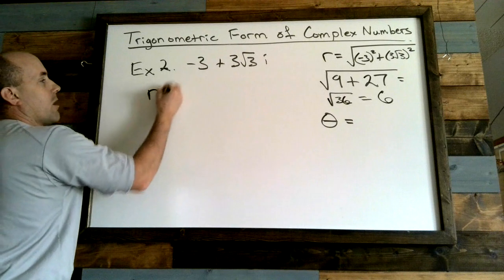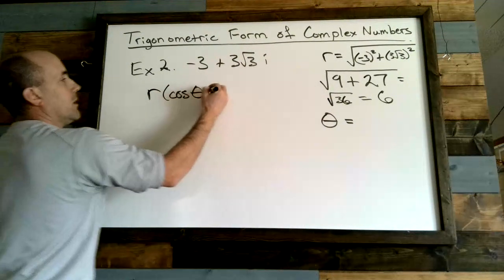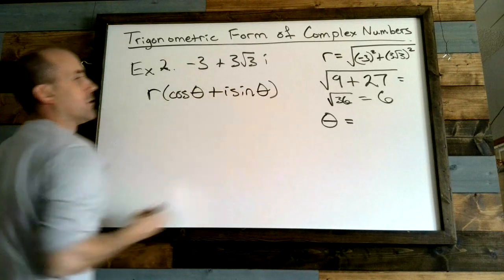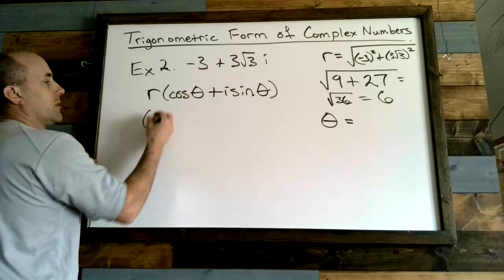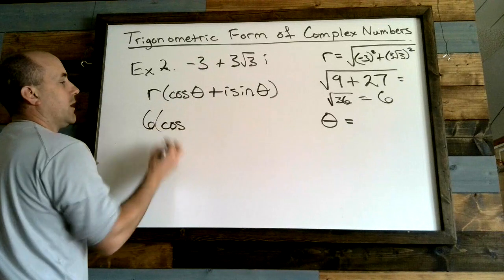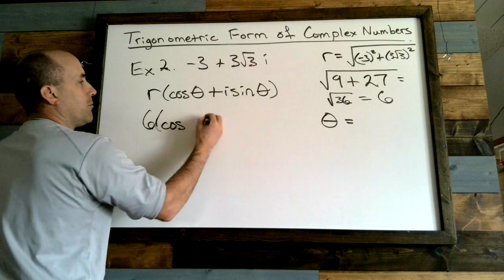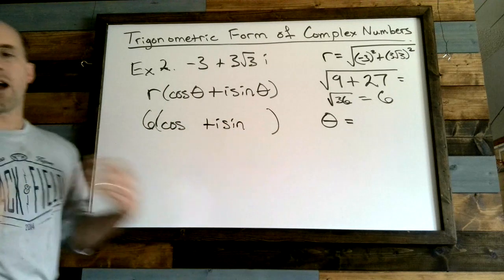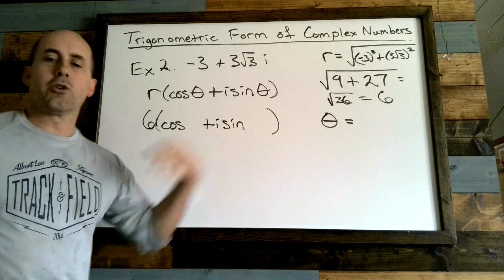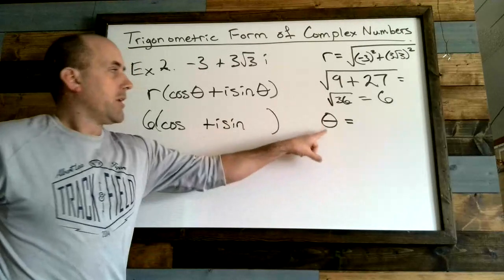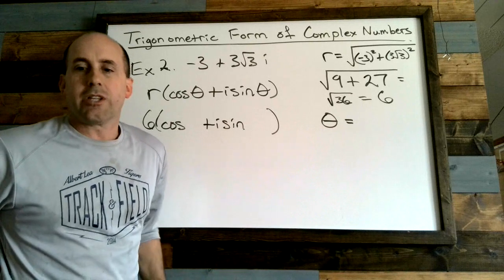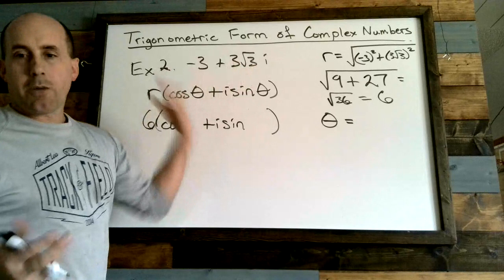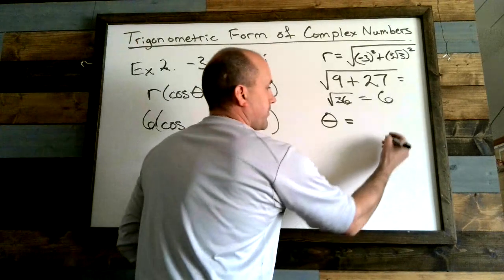So again, for r cosine of theta plus i sine of theta, we get 6 times the cosine of something plus i times the sine of something. We've got to figure out now what theta is. Usually people figure out r pretty well. Theta usually is a little bit more challenging, but we can do it. Let's start by plotting it and see what we get.